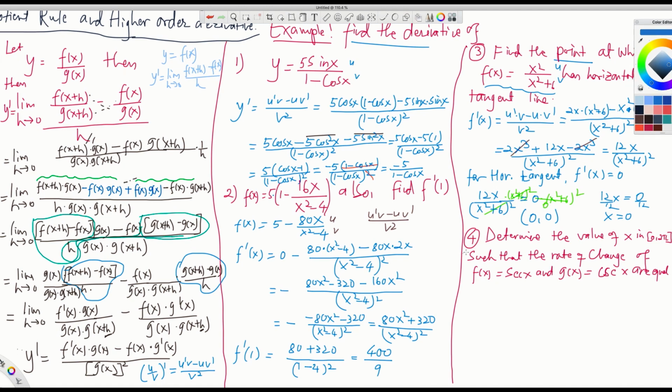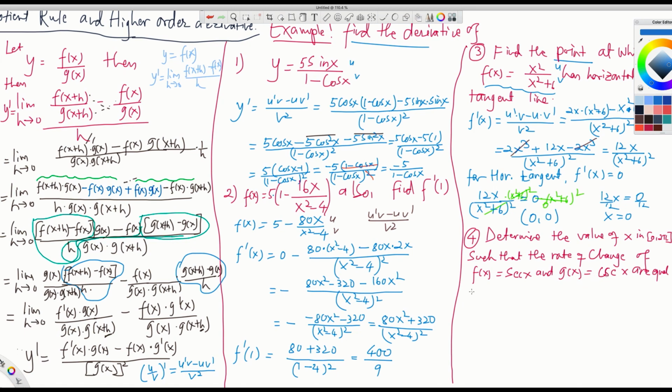Okay, then the next example here is: determine the value of x in the interval 0 to 2 pi such that the rate of change is derivative, right? Don't forget that. Rate of change is also called slope. The derivative, in case of a moving particle, is the velocity of the moving object. So here you want to find the value of x where this and that function have the same rate of change, meaning their derivatives are equal.